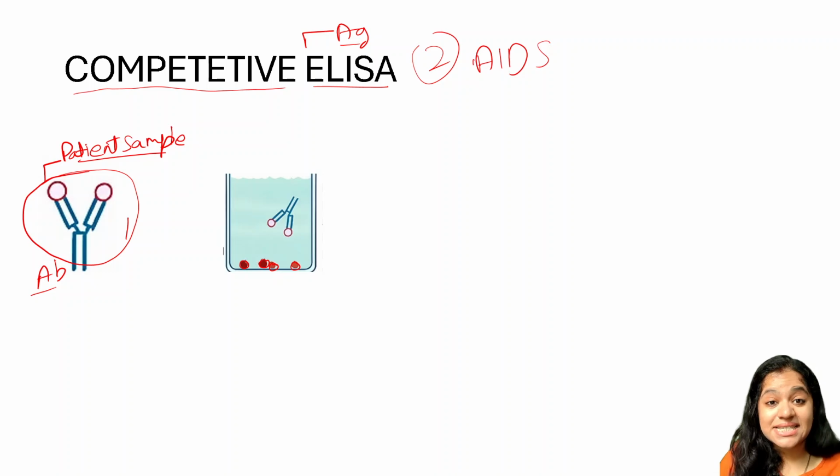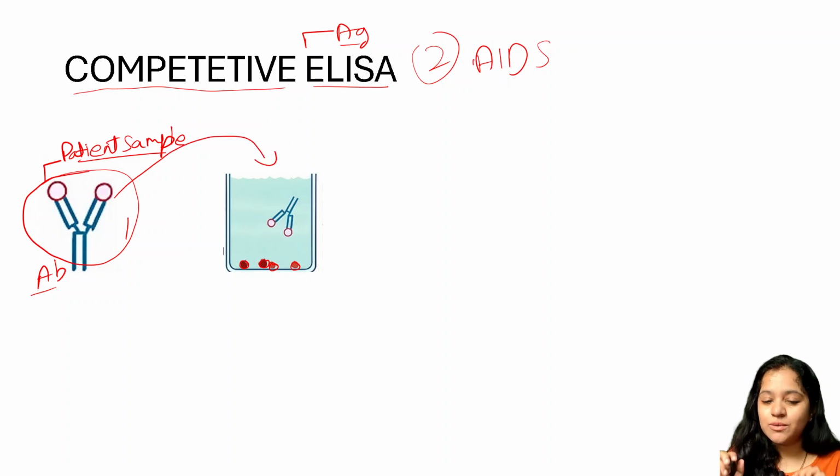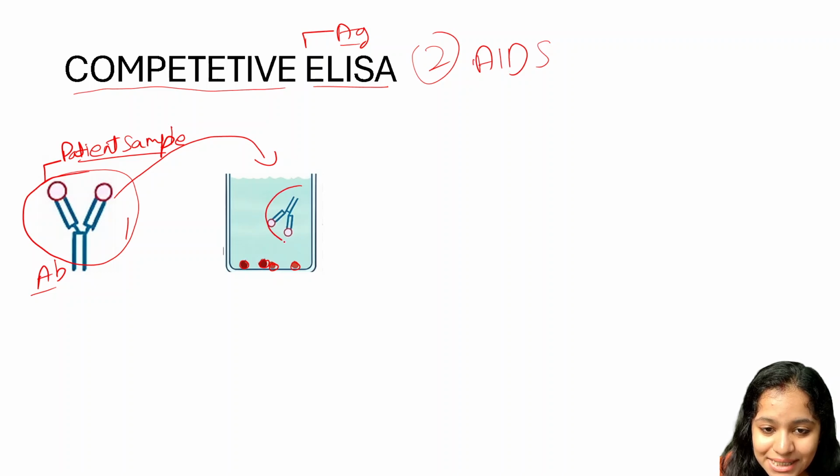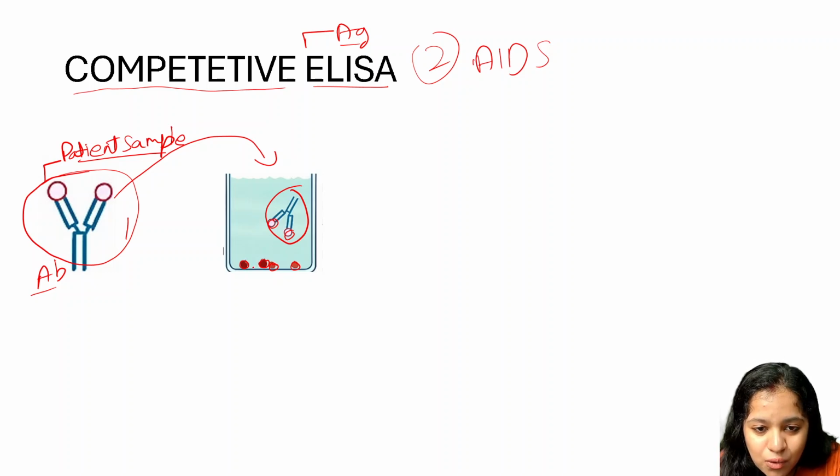Okay, same antigen which I am looking for. Then I will put this complex in the well. Now you see what is happening. This antibody has already combined with the antigen from the patient sample, so it won't go and bind with the antigen present in the well. Okay, it's like a competition.